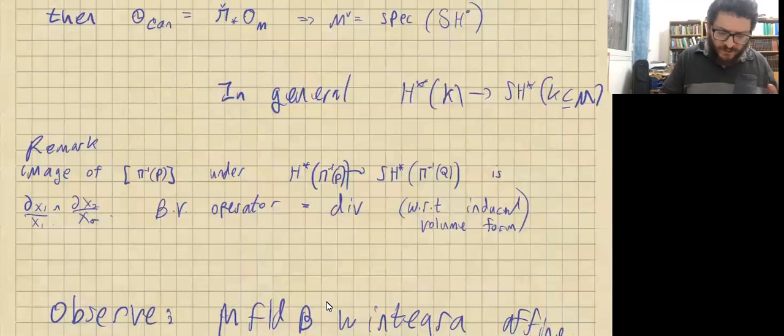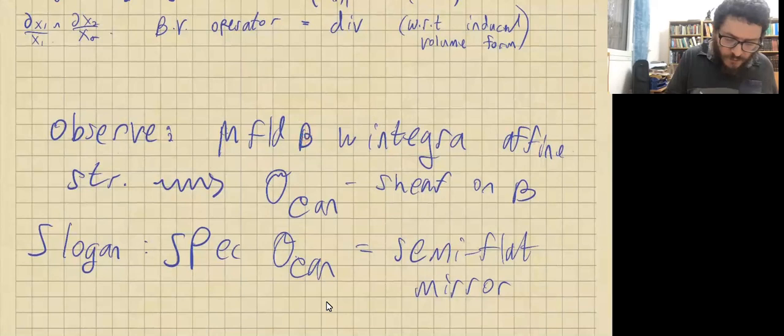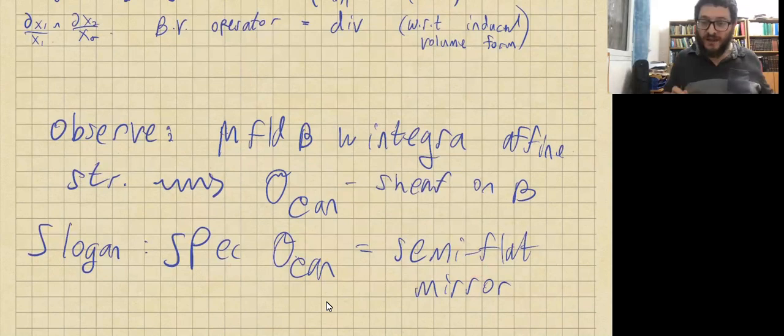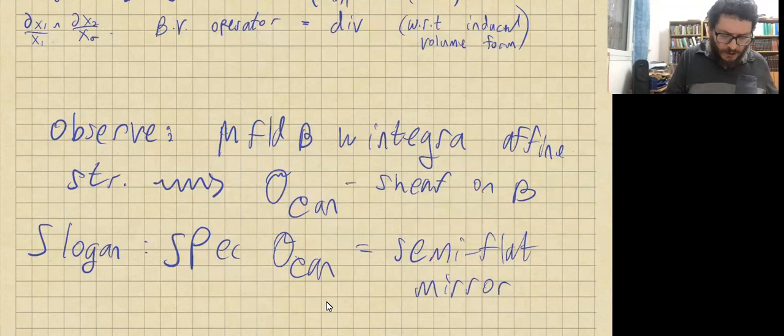This concludes this example. Let me just make one more remark, that whenever you have a manifold B with an integral affine structure, you can associate with it a canonical sheaf. And the slogan is that if you apply this Spec construction that we were talking about, this reproduces what's called the semi-flat mirror, which I think Mark mentioned yesterday. So we will just be referring to this canonical sheaf. That's why I'm saying it now.